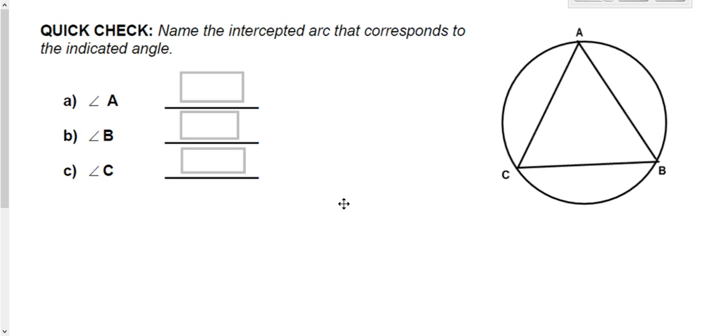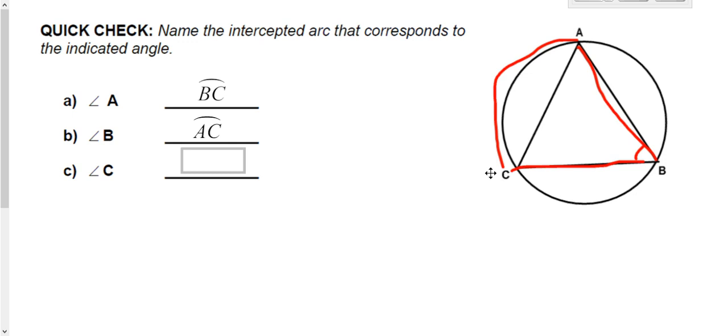Alright, we're back for a check. Angle A, right here, has these two sides. So the arc goes from C to B, the intercepted arc. Or B to C, either is fine. Just know where it is. Look at angle B. Right here, the two sides go from here to here. So the arc is from C to A, or A to C. That's related to this angle.